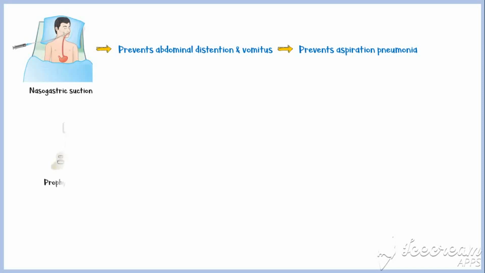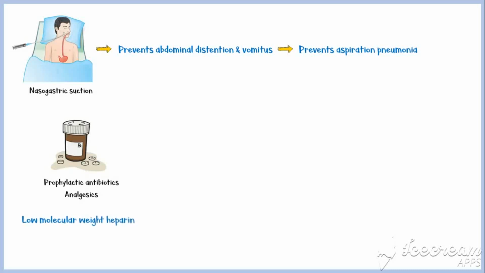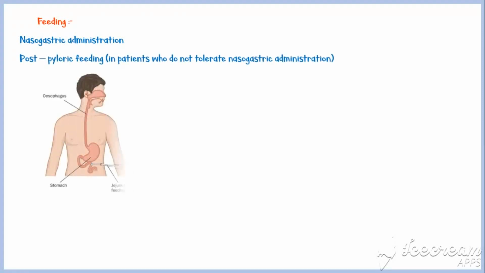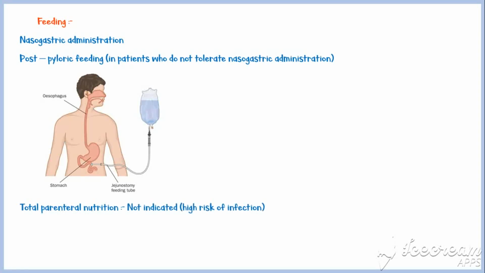In addition, prophylactic antibiotics and analgesics such as tramadol are also given. Low molecular weight heparin should be given for prophylaxis of deep vein thrombosis. Feeding of a patient with acute pancreatitis is usually by nasogastric administration of food. However, some people may not tolerate nasogastric feeding. For these patients, post-caloric feeding is indicated. Total parenteral nutrition is not indicated for the patients with acute pancreatitis due to the high risk of infection.